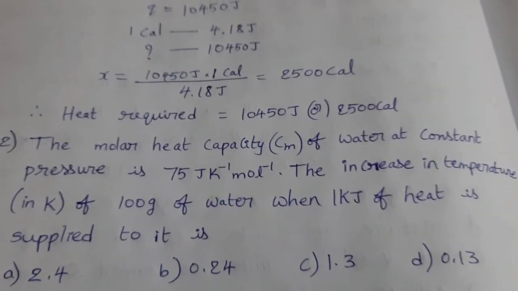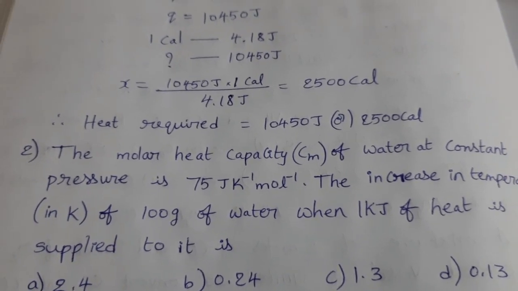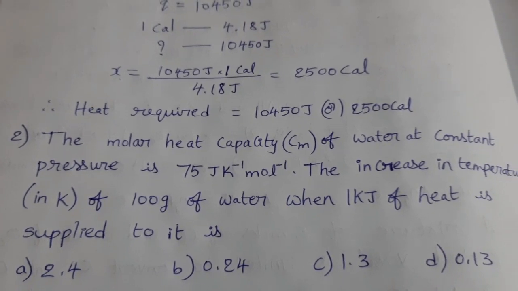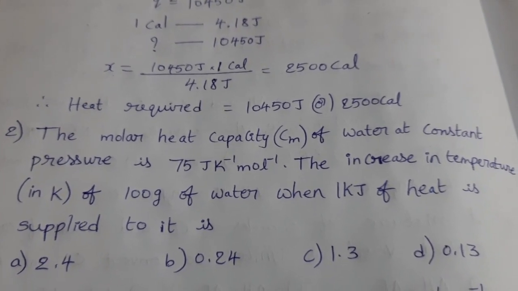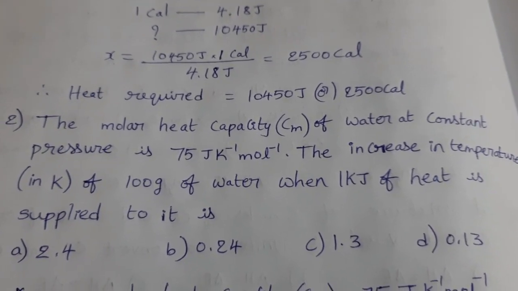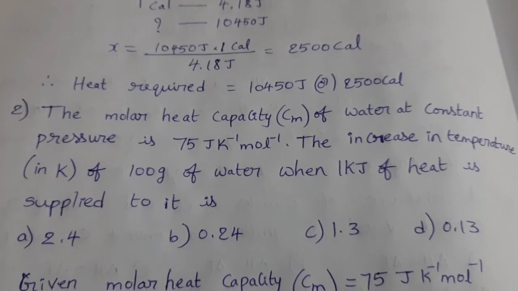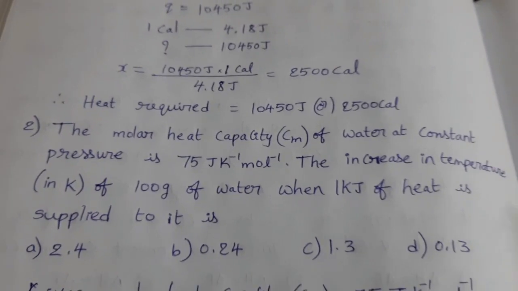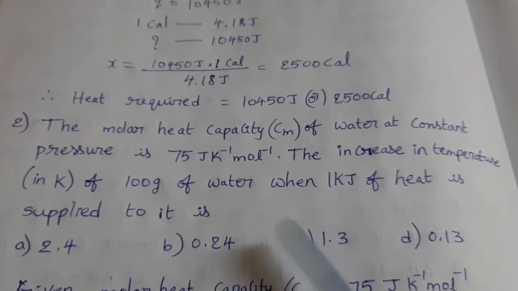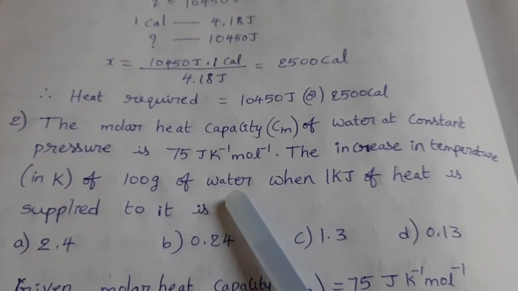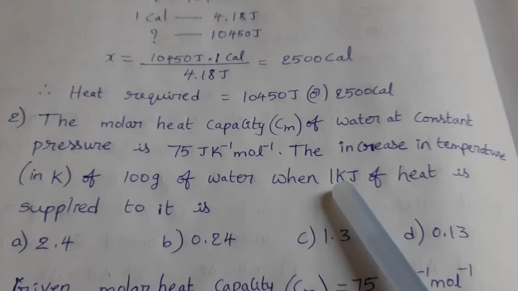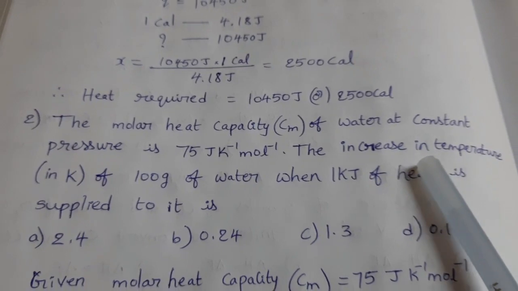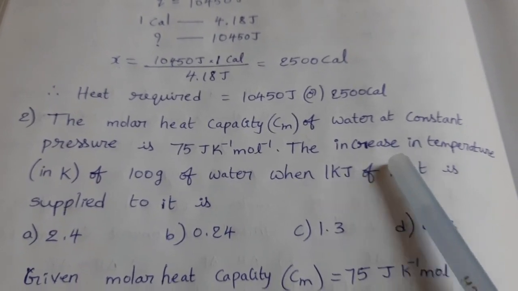Okay, next one. The molar heat capacity of water at constant pressure is 75 joule Kelvin inverse mole inverse. The increase in temperature in Kelvin of 100 grams of water when 1 kJ heat is supplied to it is. Okay, molar heat capacity is given. Now 100 grams of water takes heat energy 1 kilojoule. Then what is the increase in temperature? Delta T we should calculate.